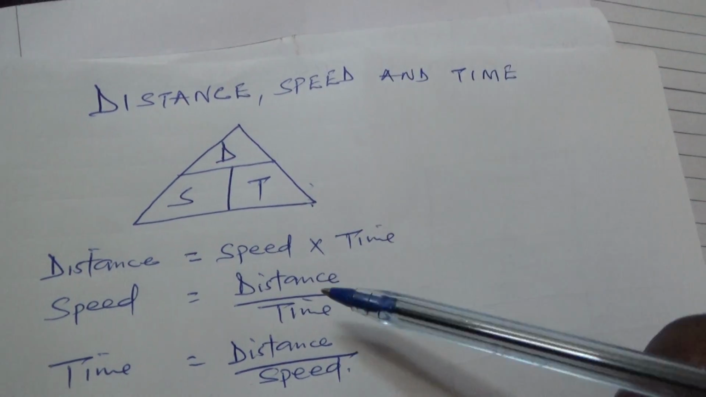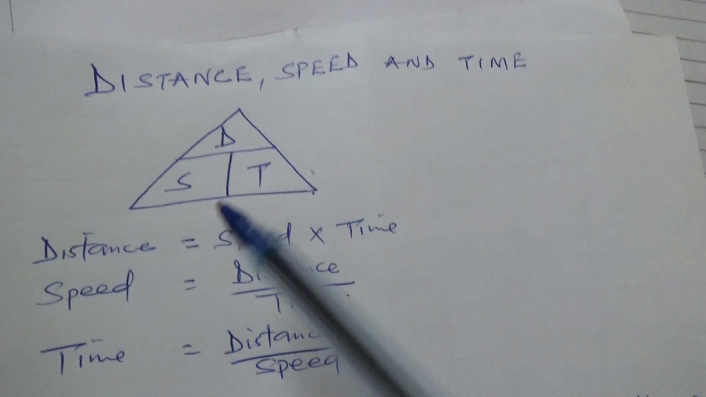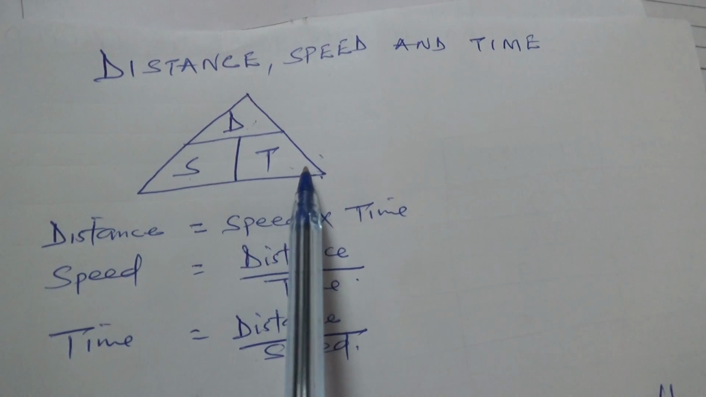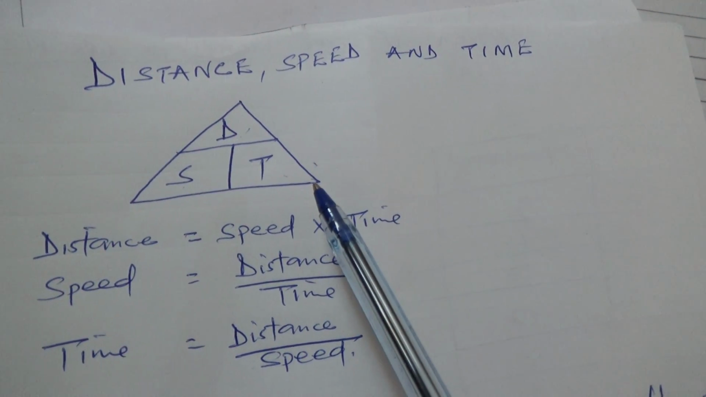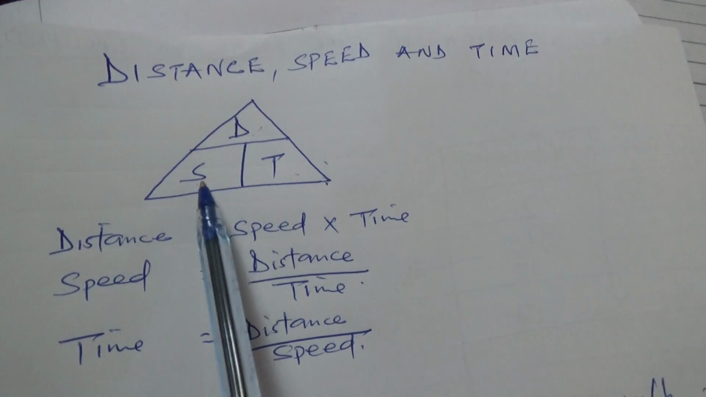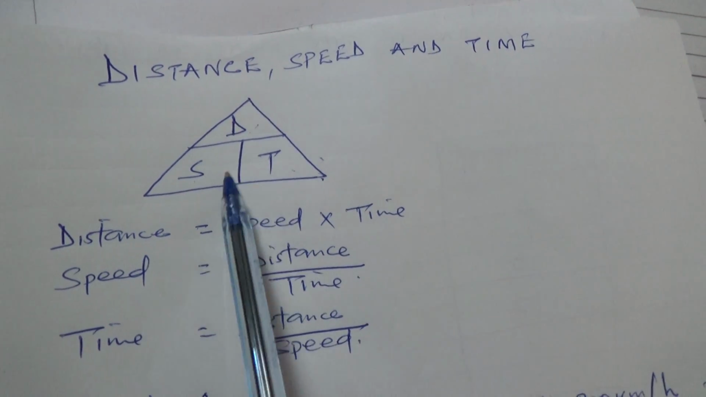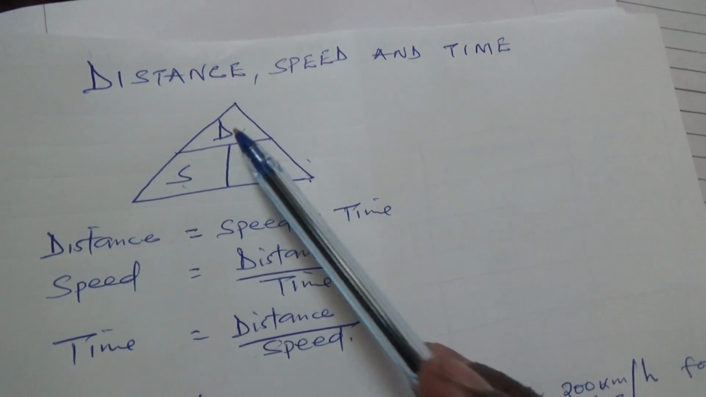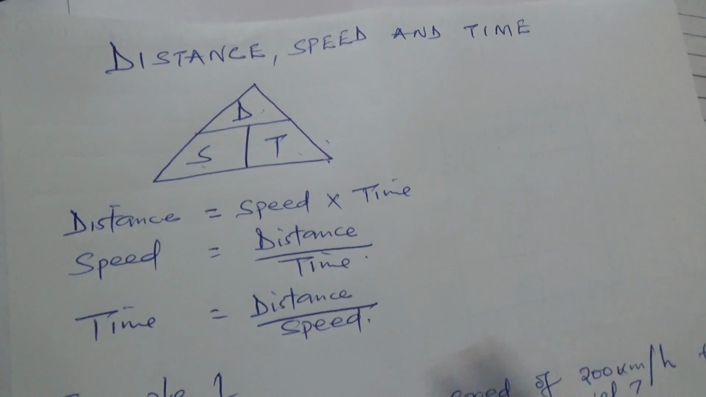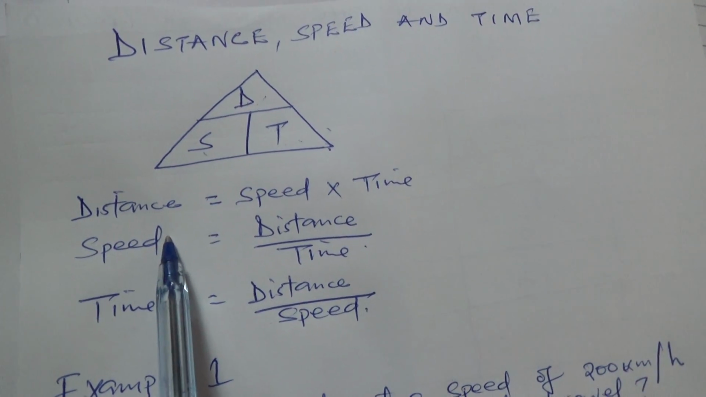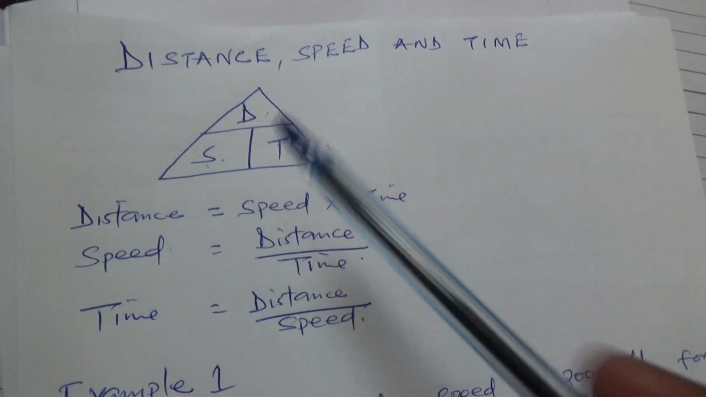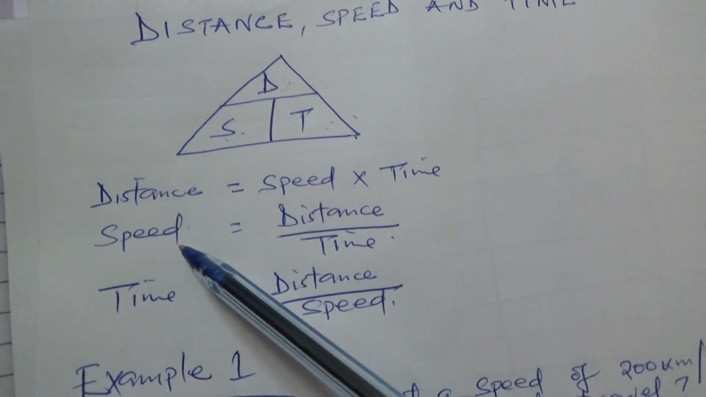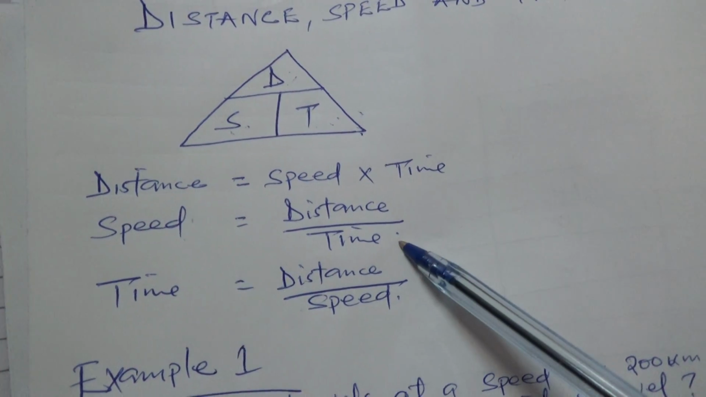Okay? From the DST triangle, you can realize that D is at the top while S and T are at the lower side of D. So what does that mean? You realize that S and T are at the same level, so you multiply them. But D is above S and D is above T. So for example, if you want to calculate the speed, you divide D by T. So speed is distance divided by time taken.